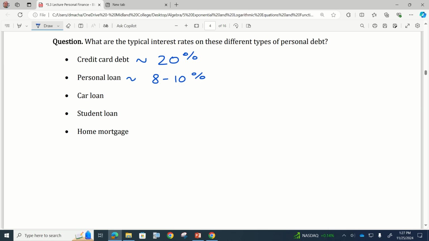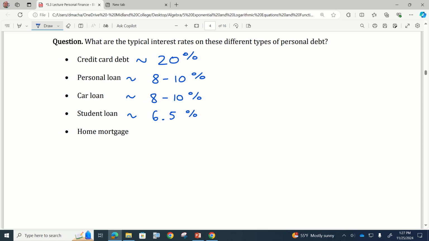A car loan, like if you go to the dealership and you say, I want to buy a car, but I can't pay for the whole thing in cash right now, they'll allow you to make a car payment, but they will charge you interest as you're making your car payments before you've paid off your car. And so you might have a similar situation where they charge you 8 to 10% interest. For a student loan, it depends. If your student loan is not federally subsidized, you might have to pay 8 to 10% interest. If it is subsidized by the federal government, like you do the FAFSA, then it's like 6.5%.